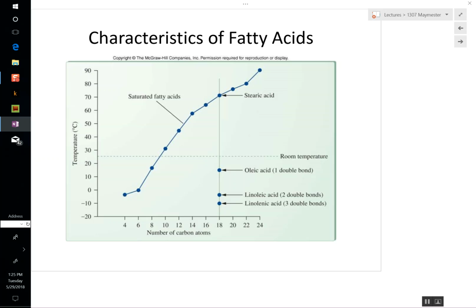Now look at here. 18 carbons. You put one double bond in it. Bam. Melting point drops by about 50 degrees. It's a liquid. That's a dramatic drop in melting point by adding a double bond. Add another double bond, linoleic acid, 18 carbons long, but it has 2 of those double bonds in it. And you drop it down again to about 0 degrees centigrade. 3 double bonds, and you're down to about minus 10 degrees centigrade. It's still liquid. Pretty neat, huh?